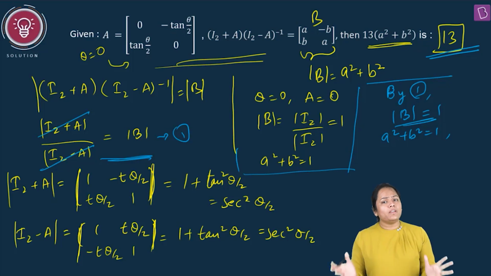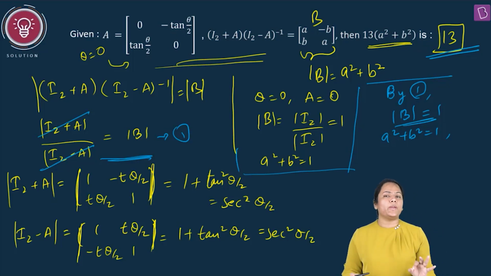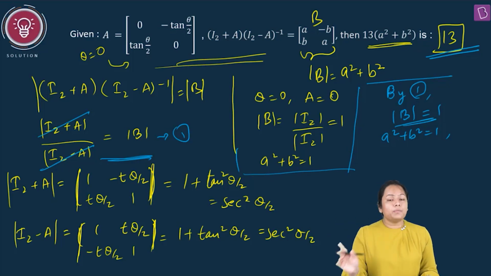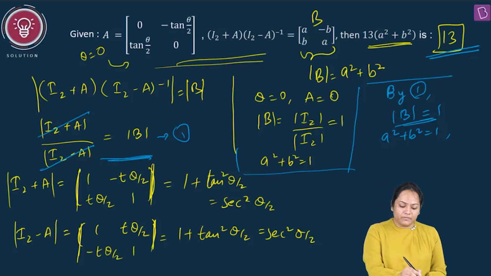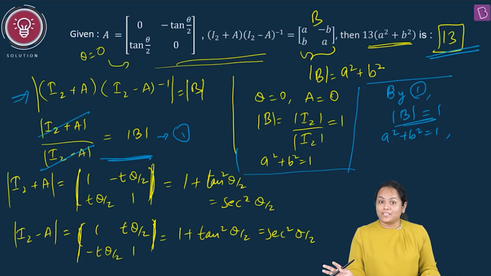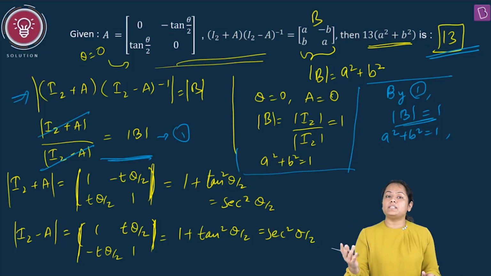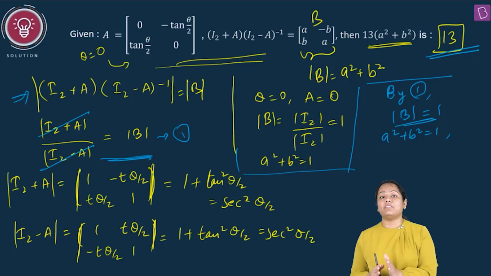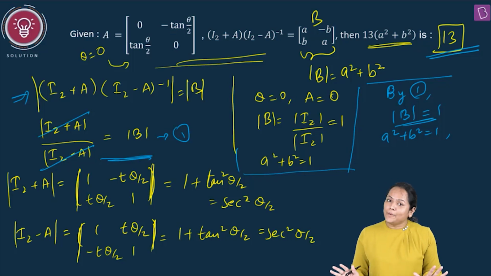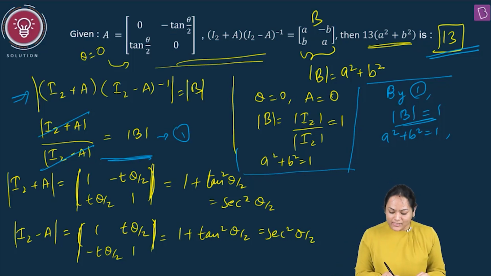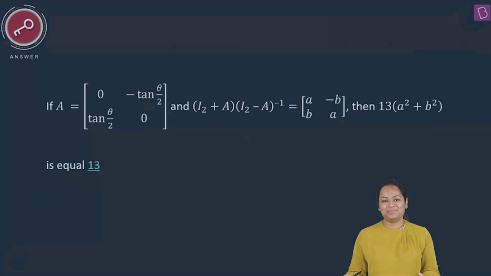So there are many ways to solve this question. The smallest way, I hope you have considered when you put theta as 0. Another possible way is when we have taken the determinant both sides, right? Or if you don't want to go by this, then definitely you have to solve for I2 plus A, find I2 minus A whole inverse, multiply and get the values of A and B. Clear? Perfect. So the answer with us is 13.